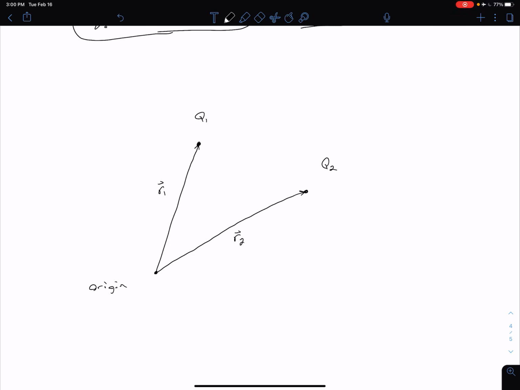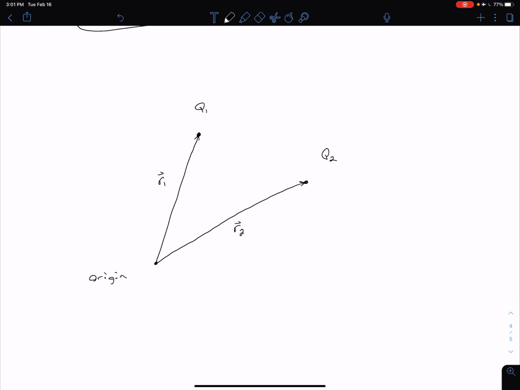Okay, so now what we want to do is figure out the force on Q2 due to Q1, and then we'll come back and say how that relates to the force on Q1 due to Q2. It turns out it's going to be equal and opposite, assuming that the two charges have the same charge magnitude.